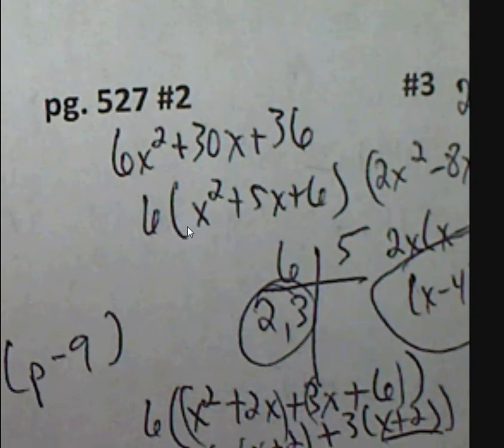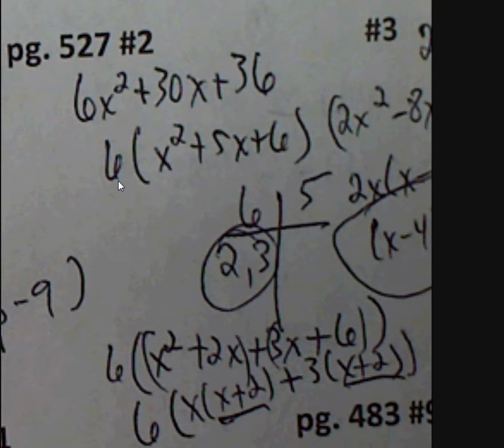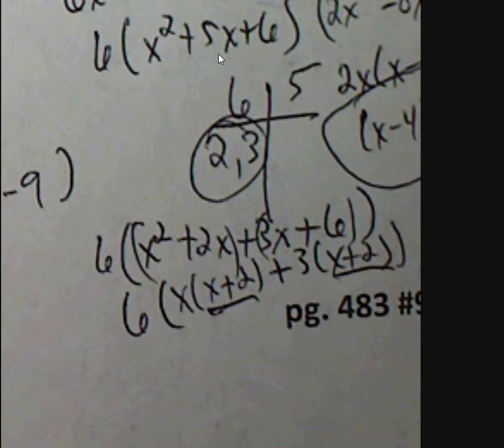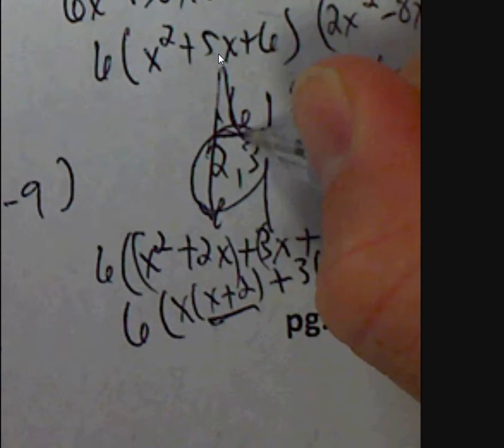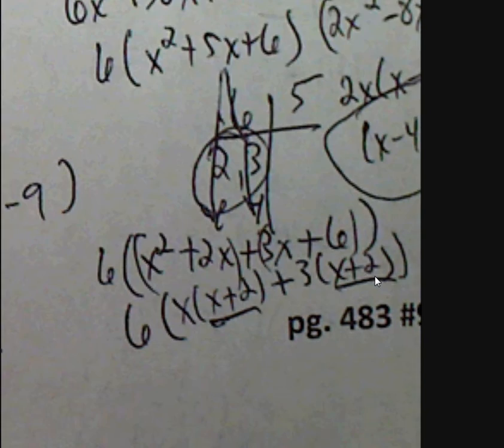Then we get to page 527, number 2. They want us to factor this. This is a trinomial. Within a trinomial, I will always ask you what can we take out of all, and the first thing is we can actually take out a 6, so that's what I did. We still have a trinomial, which means we are going to use the t-chart. 1 times 6 is 6, middle term is 5. 2 times 3 is 6, 2 plus 3 is 5. So I go ahead and I split my middle term into 2x and 3x. So this would be x squared plus 2x and then plus 3x plus 6.